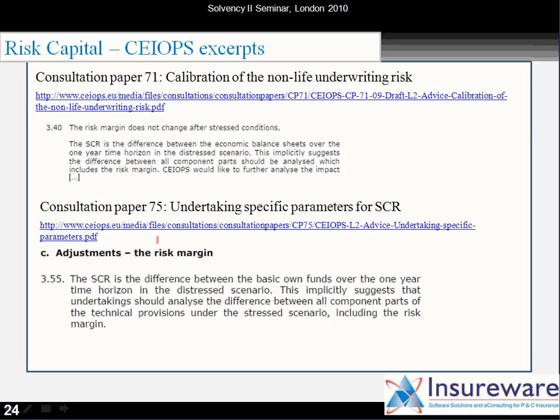Here's another. Consultation Paper 75. The SCR is the difference between the basic own funds at the 1-year time horizon in the distressed scenario. Distressed is the 99.5 percentile for the first calendar year. Incidentally, when we're looking at loss reserving and the 1-year risk horizon, we're just looking at the portfolio in runoff. This implicitly suggests that the undertaking should analyze the difference between all component parts of the technical provisions under the stress scenario, including the risk margin.